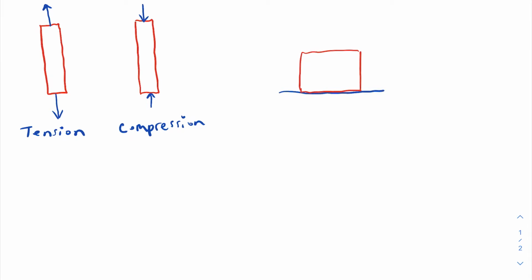Picture a block that's fixed to a table with a horizontal force present across the top face of that block. Because the block is fixed to the table, the table will exert a horizontal force in the opposite direction on the bottom face of the block.